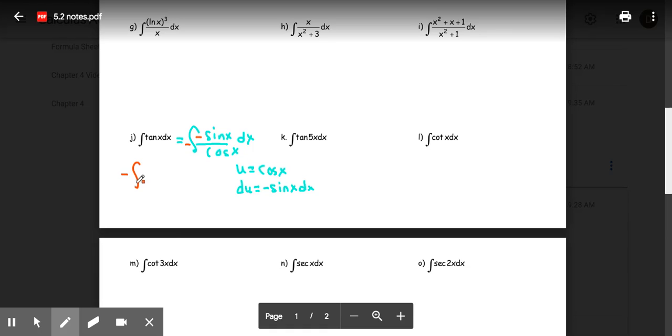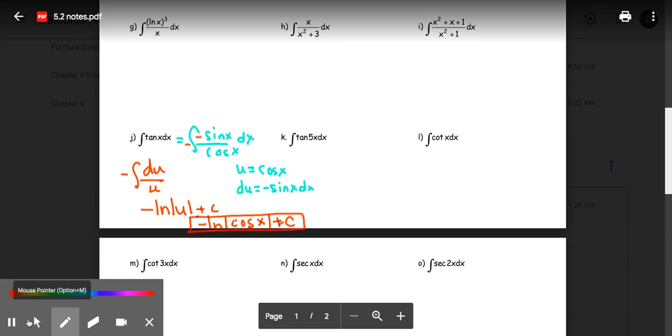And you end up getting negative the integral of du over u, with du as the numerator and u as the denominator, and we just learned that du over u integrates to the natural log of the absolute value of u plus c. And then the last step is to plug your u back in, which in this case is cosine. So I want you to notice something. This is just a formula that you need to know. So whenever you're trying to integrate tangent, the formula is negative natural log of the absolute value of cosine x plus c. I have everything listed below here.